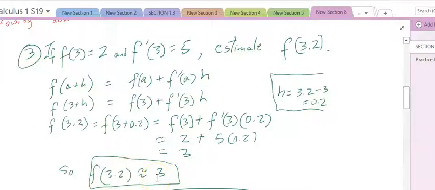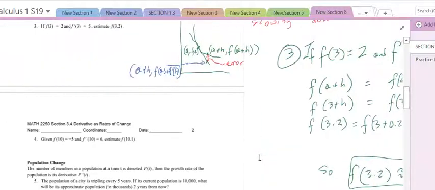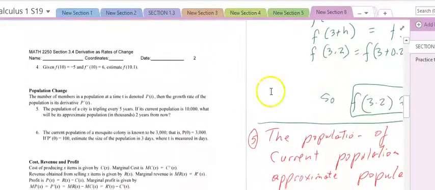So not knowing exactly what the function actually is, but we know that we're using the function value at 3, and the rate of change at 3, we can use this formula, and if we plug in all the relevant parts, we have f of 3.2 is approximately 3. Okay, so let us apply that to some real life problems.